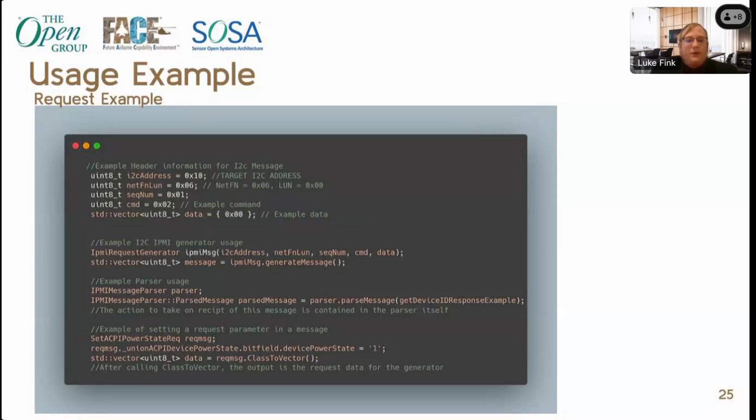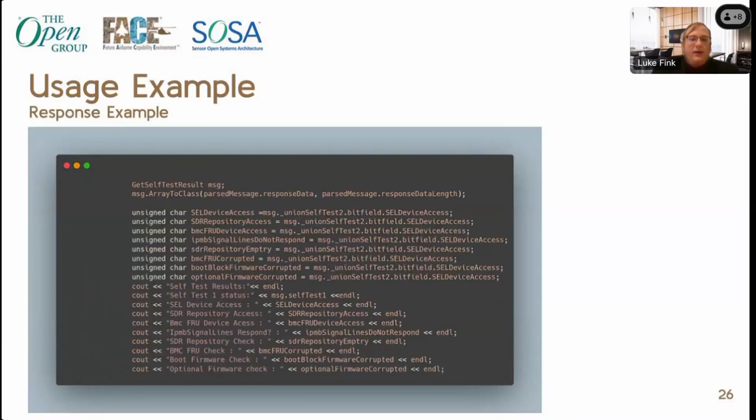And then the parser, similar anyway. This is just showing that you can break out the response. So this one is for self-test result, showing that you can pull out everything that you get in the response itself and use it in a software manner rather than raw hexadecimal.